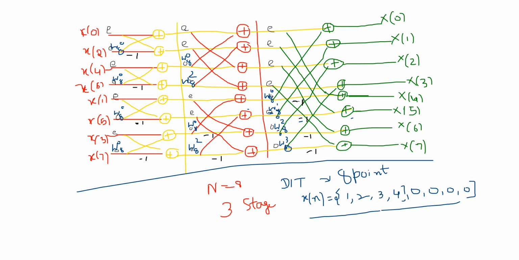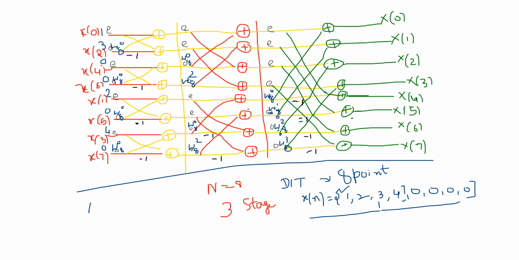Write sequence here. x of 0 is 1. So write here 1. x of 2 is 3. So write here 3. x of 4 is 0. So write here 0. x of 6 is 0. Write here 0. x of 1 is 2. So write here 2. x of 5 is 0. Write here 0. x of 3 is 4. So write here 4. And x of 7 is 0. So write here 0. Clear?